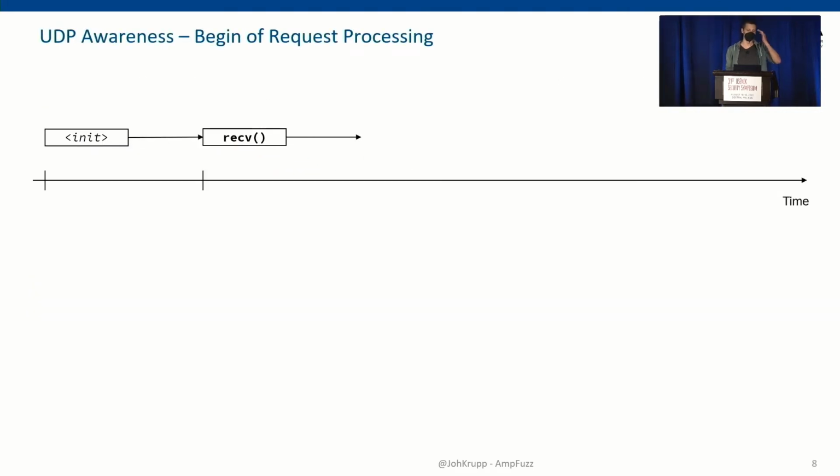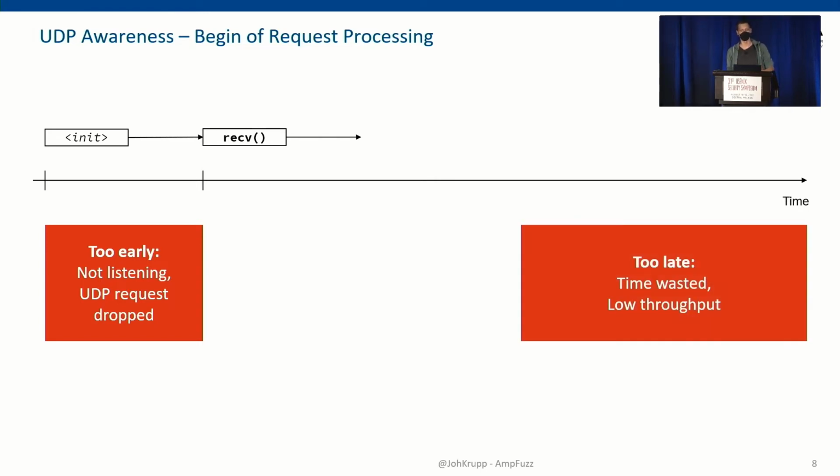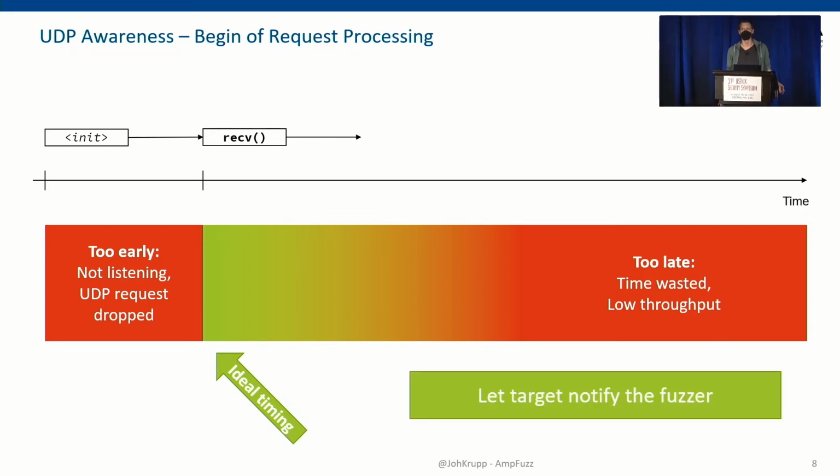Talking about the input, the timeline of the startup of a service basically looks like this. If we send a packet during the initialization, well, then we're sending it too early because the UDP socket is not open yet. So the request will be dropped and fuzzing will be ineffective. If we wait a long time, well, then the input is received, but we've wasted a lot of time and our fuzzing becomes ineffective because we have a low throughput. So ideally, we send the packet just about when the socket is opened and the service is ready. And this is something, fortunately, that we can enforce with our instrumentation.